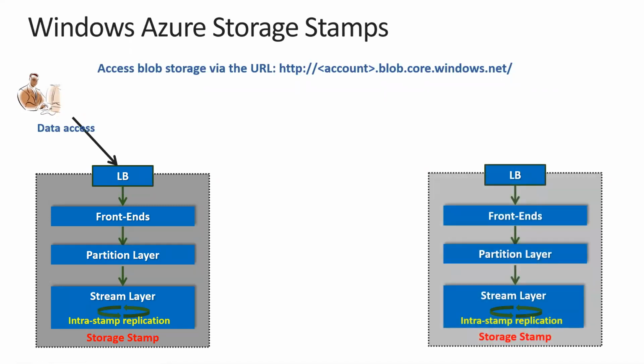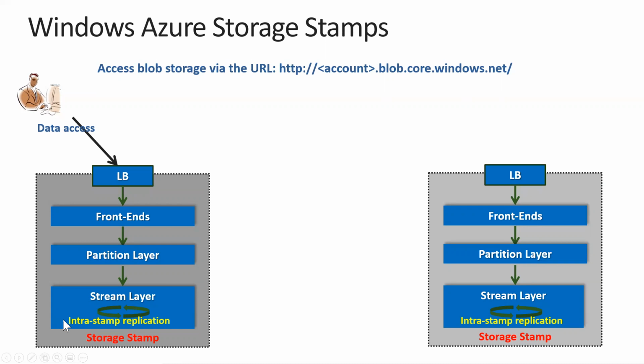This storage stamp is then also replicated, as we said, for durability. Durability could be like you are replicating your data within a data center, within the racks. That is one durability which you get. Another is geo-replication durability, so that if a natural disaster comes and your entire data center goes down, then you have geo replication as well.